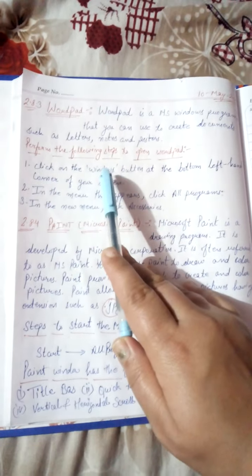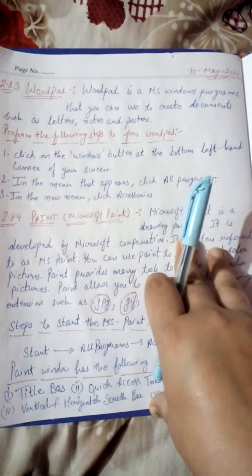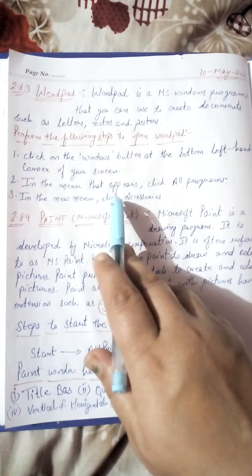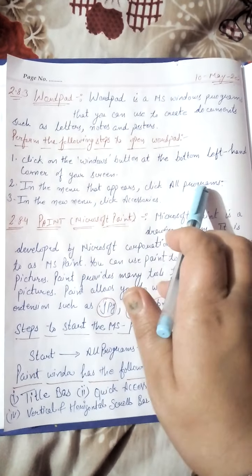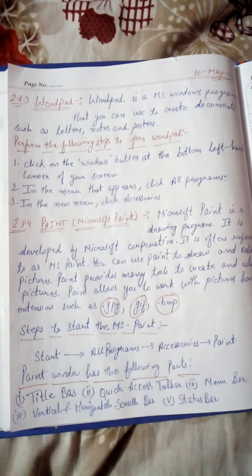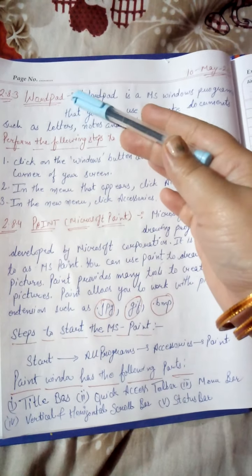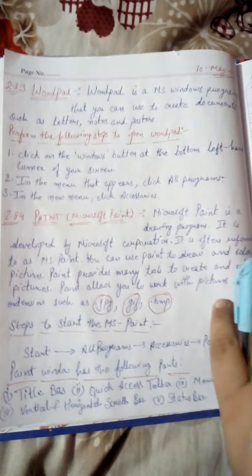Firstly, we have to click on the Windows button, which we usually call the start button. After it, a menu appears. So click on All Programs. After that a new menu will open, and click on Accessories. Whenever we click on Accessories, a WordPad option will be there. Then we have to click on that WordPad option.